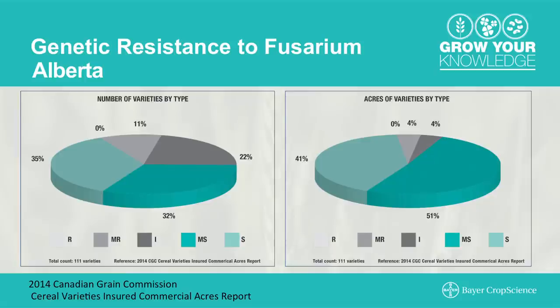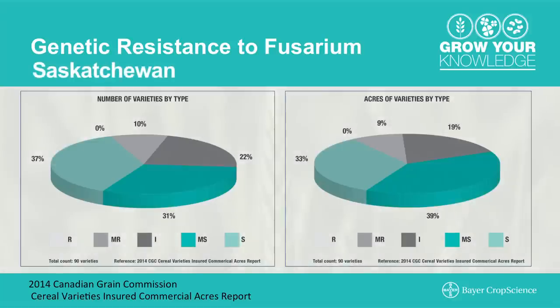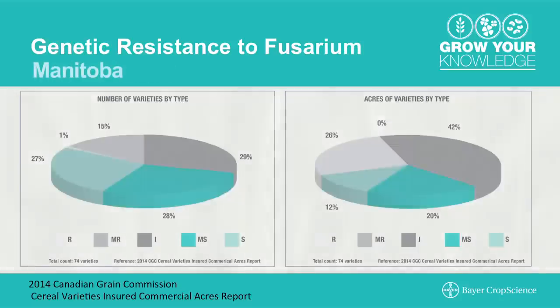And when you look specifically at Alberta, for example, over 90% of the acreage of wheat in Alberta is either susceptible or moderately susceptible to Fusarium head blight. When you get into Saskatchewan, the numbers change a little bit, as we see a little bit more of the intermediate and moderately resistant varieties grown. And then when we look at Manitoba, this is where we see the greatest adoption of genetics that fall into the intermediate or moderately resistant category.